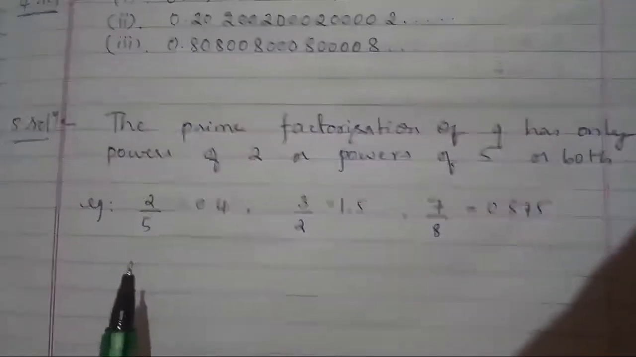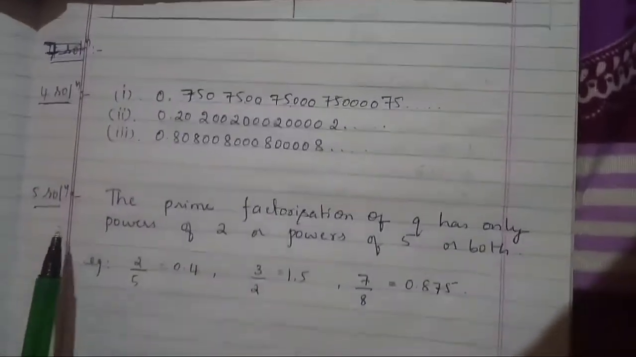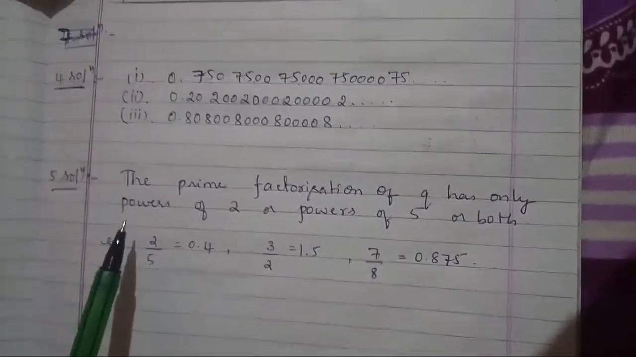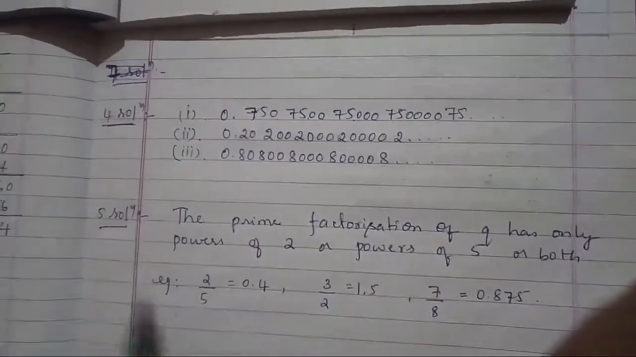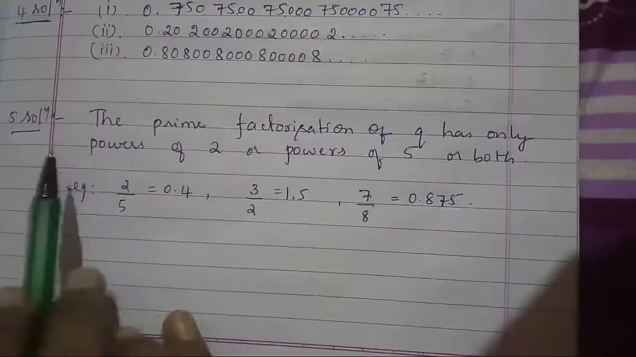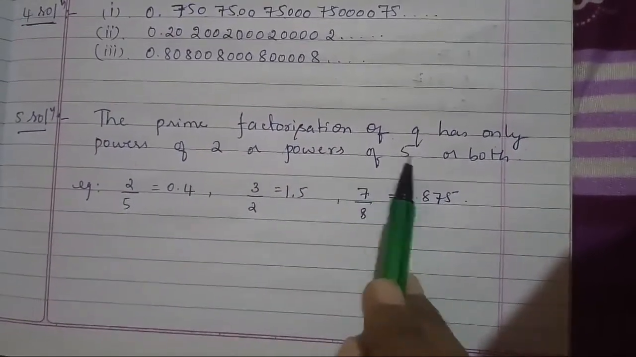Solution for the sixth problem. I had written it here as the fifth one. Put it in continuation numbering, but copy down the sixth question in the textbook. For this sixth question, I had written fifth problem, fifth solution. Okay. Solution: the prime factorization of q has only powers of 2 or powers of 5 or both.